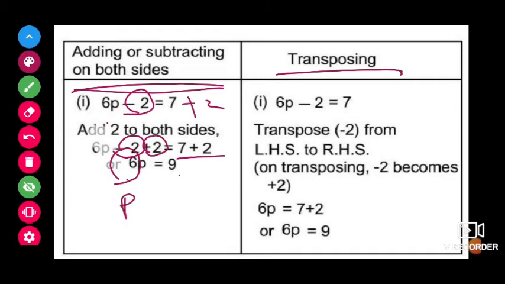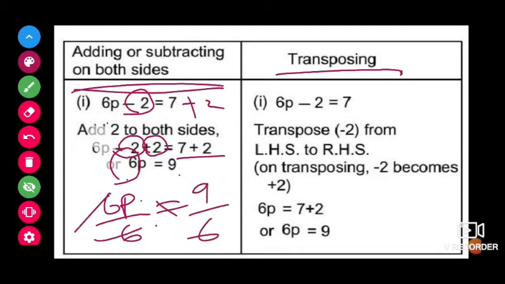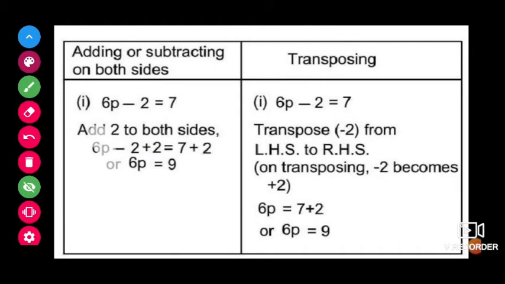Now I want to remove multiplication by 6. So 6p by 6 equals 9 by 6. Then 6 will get cancelled. p equals 9 by 6. Like that I was doing, balancing both sides. Now the new method I am going to show is transposing. Transposition means changing the place from one side to the other side, or from the left hand side to the right hand side.